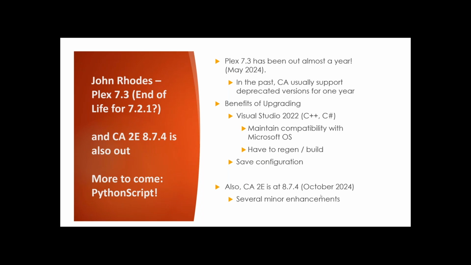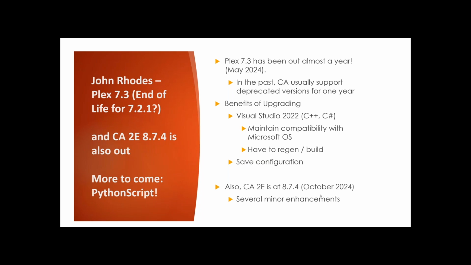A lot of times CA drops support for older versions 1 year after the next version. So we'll see. I don't know. I have not received any official communication on that, but a lot of people are speculating that maybe that's what CA will do. So I think it's time to start thinking about upgrading your Plex installation if you haven't already.